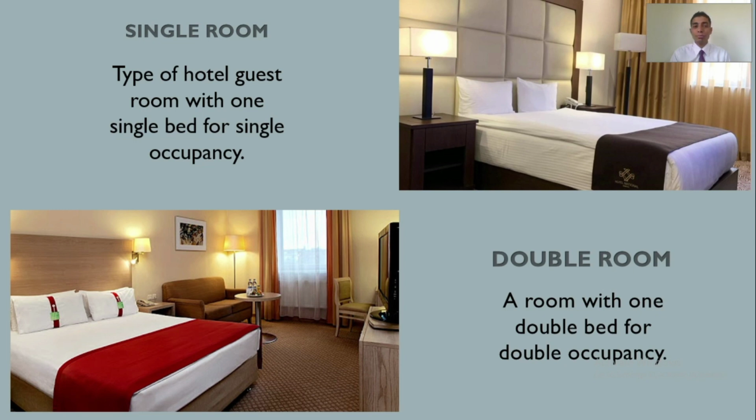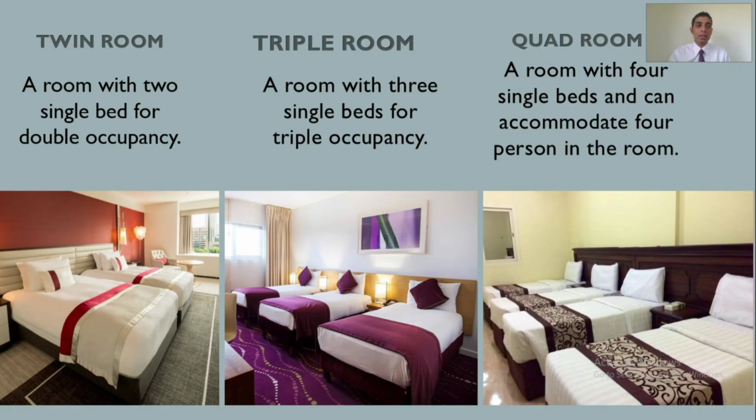We have the single room, a type of hotel guest room with one single bed for single occupancy. As we can see in the picture, in the single room a single bed is there and it can cater to only a single occupant. And we have the double room, a room with one double bed for double occupancy. As we can see in the picture, in this room a couple can occupy, or friends, or any two persons can occupy. Okay. And we have the twin room, a room with two single beds for double occupancy.